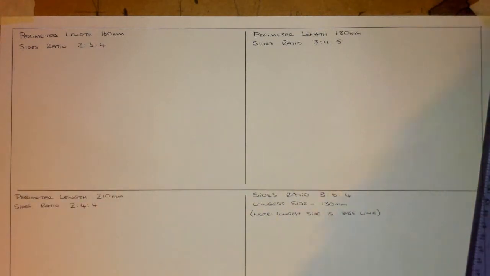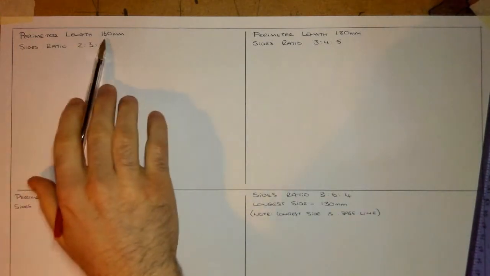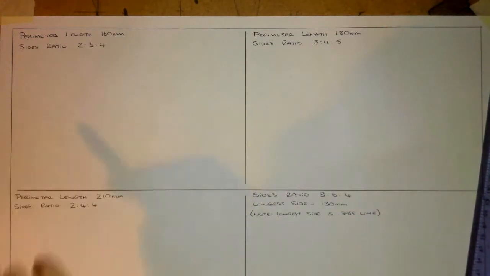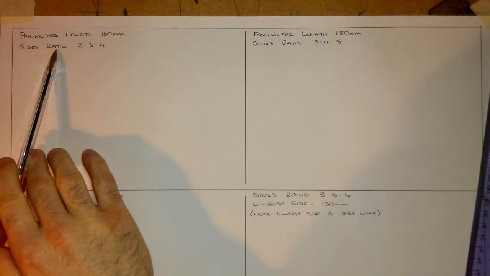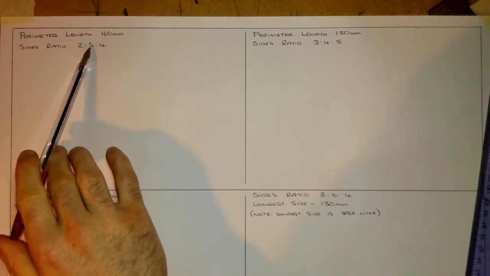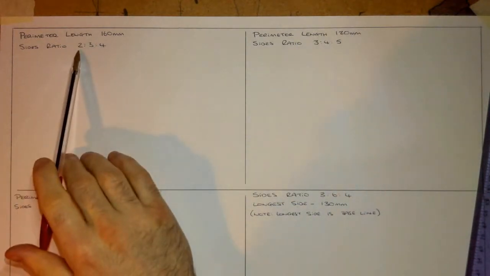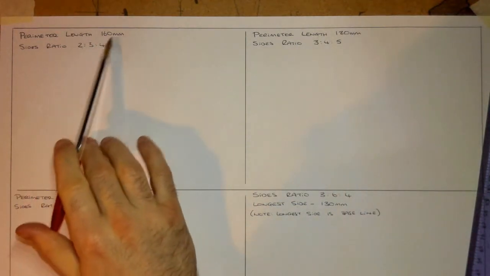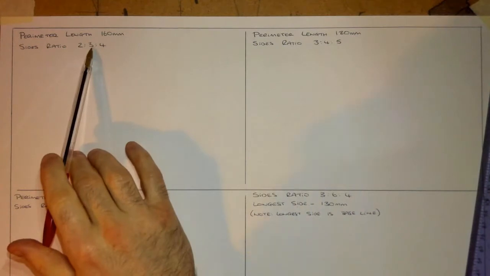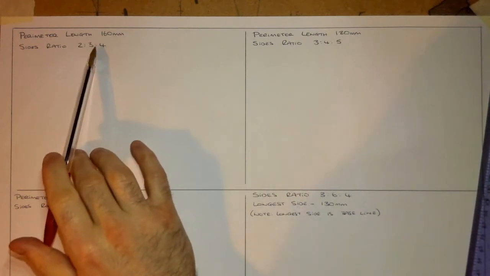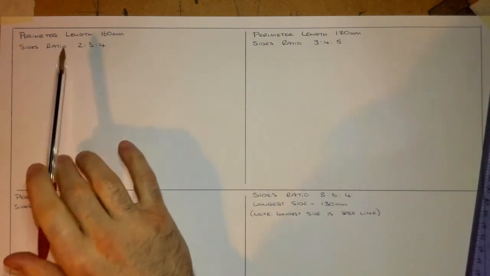For this first question, we can see that our perimeter length is 160 millimeters, and our side ratios are 2:3:4. So all the lengths of our 3 sides will add up to 160 millimeters, and then they will be divided. One side will be 2 parts of 160, another side will be 3 parts, and the last side will be 4 parts.